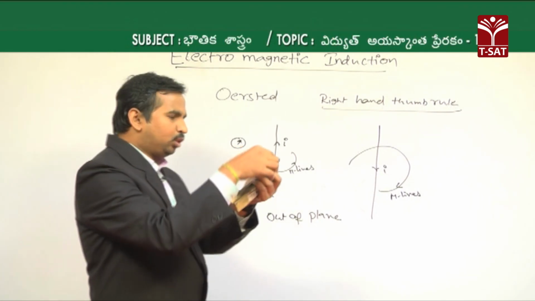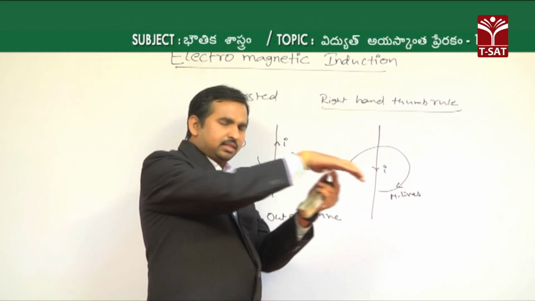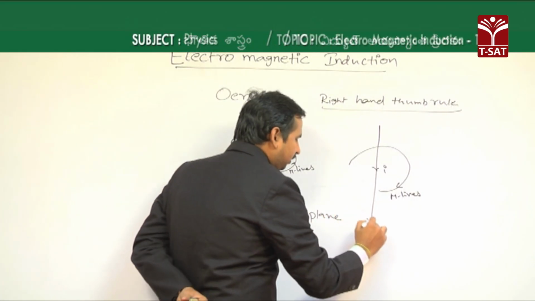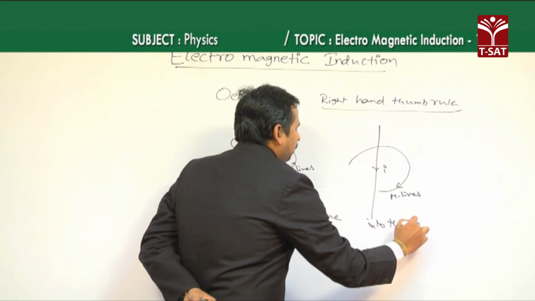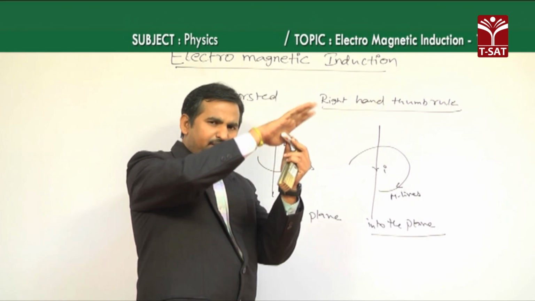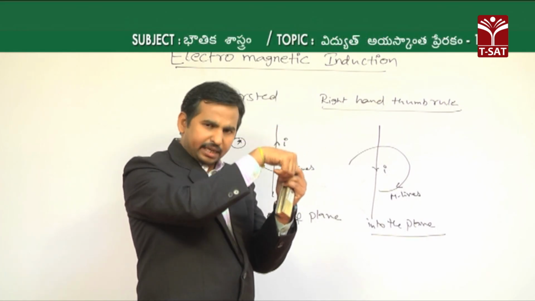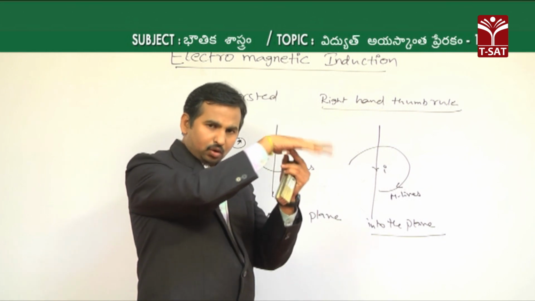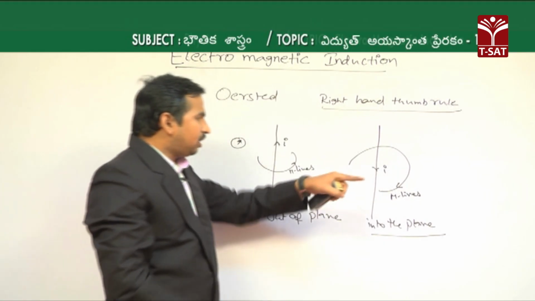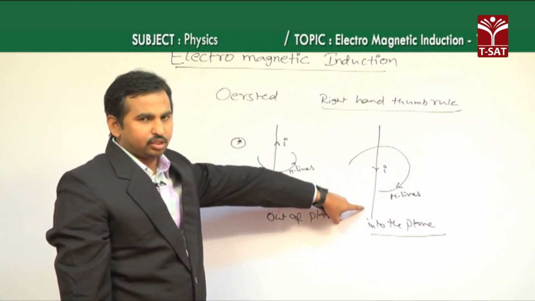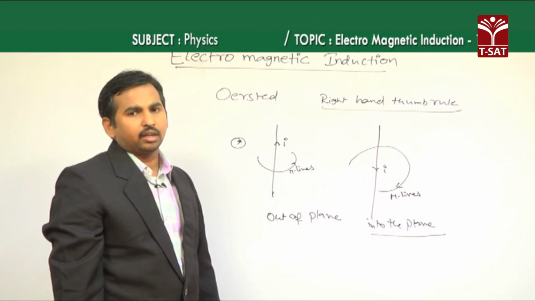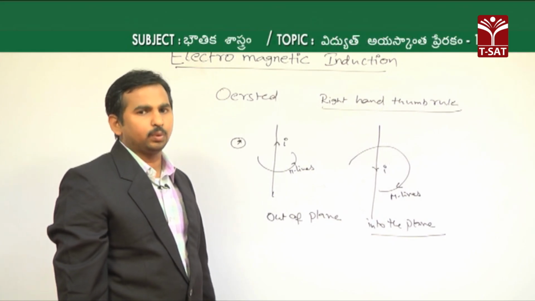But if you are taking the direction of current into the plane, then we get the direction as into the plane, curling the fingers like this, which is a clockwise direction. Always into the plane is clockwise direction and out of the plane is anti-clockwise direction. Like this we can find the direction of the magnetic lines of force around the current carrying wire. This is called the right hand thumb rule or right hand grip rule.